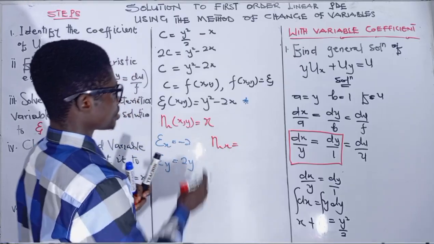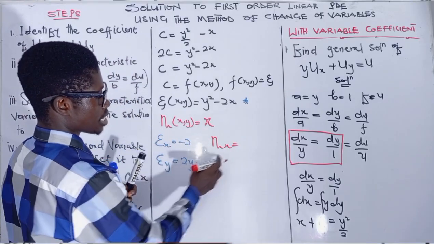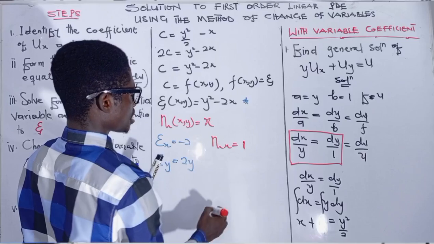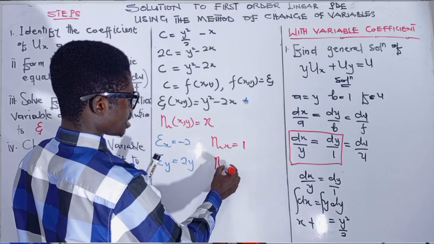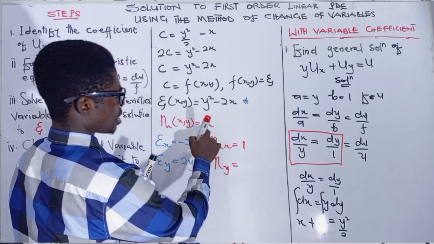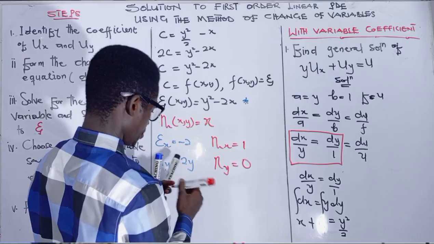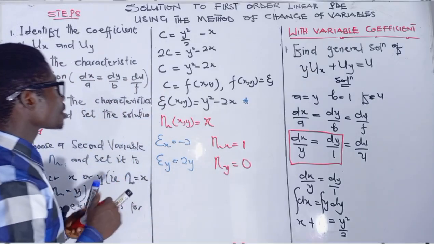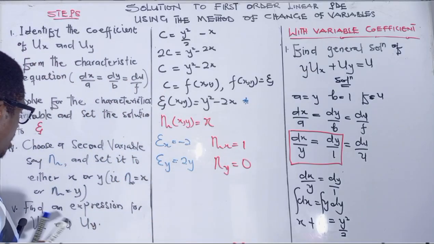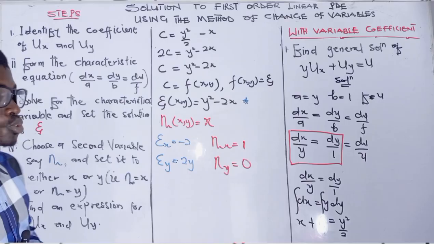Eta x. So we are going to differentiate this with respect to x. So this is going to give us 1, and then we differentiate eta with respect to y. We have 0. So once we have this, what again? Find an expression for ux and then uy.